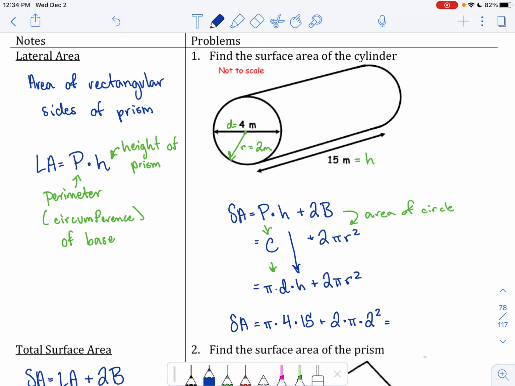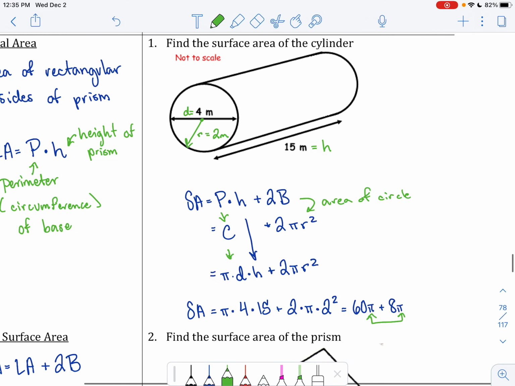Now, all we need to do is evaluate and simplify. 4 times 15 is 60 pi for the lateral area, plus 2 times pi times 2 squared, which is 2 times 4, so that would be 8 pi. You'll notice these are like terms because they both are in terms of pi. If this was 60 and 12, those would also be like terms, but if one was in terms of pi and one wasn't, you couldn't combine them. This ends up being 68 pi. Even though it's a 3D shape, it's area, so we measure in meters squared.